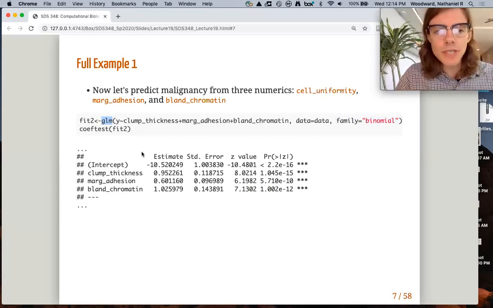Cool, and I'll just run coeftest so it spits out this output and not a bunch of other junk. You can do summary of fit too if you want. So what does this mean? We've got these estimates. We've got this negative 10.5, this close to 1.6, close to 1.